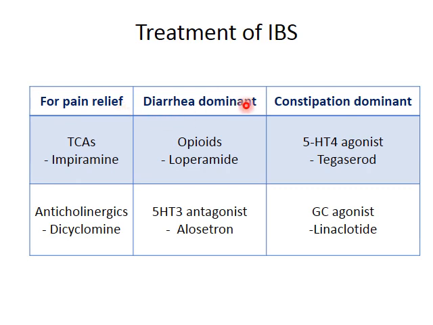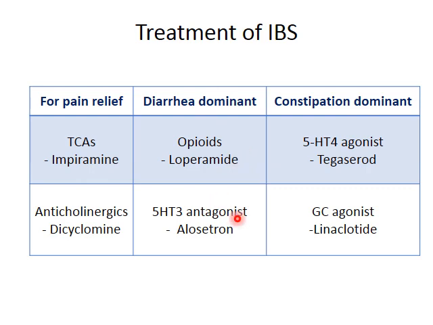For the treatment of diarrhea dominant irritable bowel syndrome, the drug used is loperamide. It is basically an opioid analgesic drug. It is preferred over other opioid antidiarrheal drugs because it has less CNS side effects. So loperamide is the drug of choice for diarrhea dominant irritable bowel syndrome.